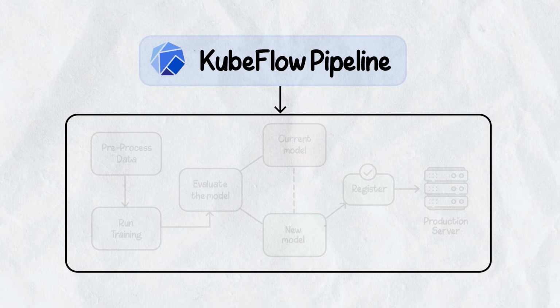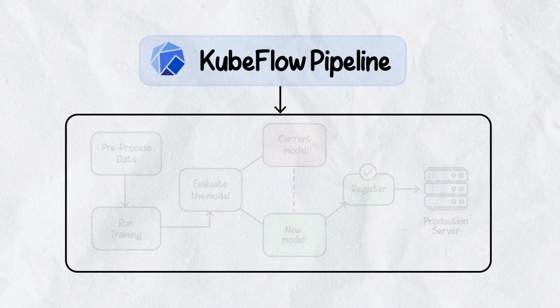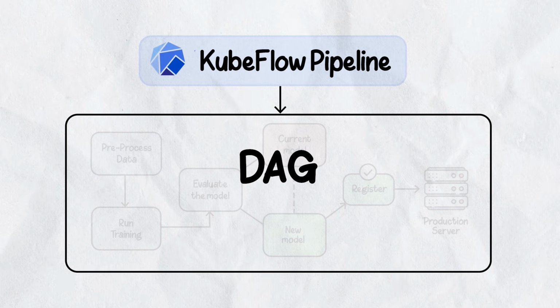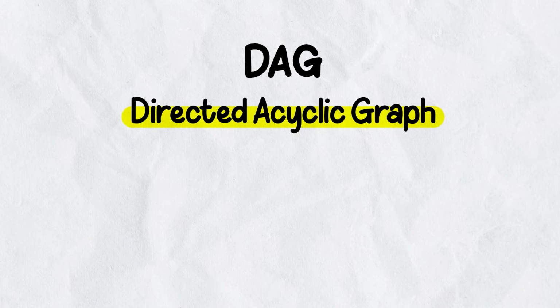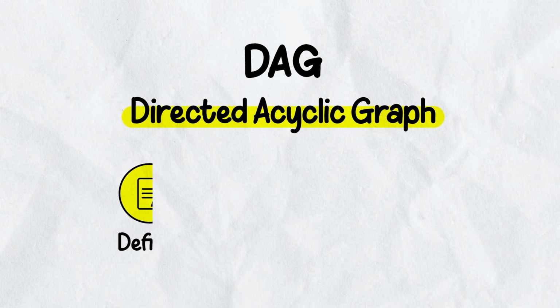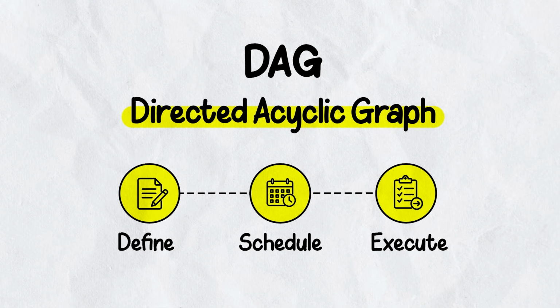Kubeflow pipelines lets you define that entire sequence as a DAG. A DAG stands for Directed Acyclic Graph. In the context of Kubernetes and data pipelines, it's used to define, schedule, and execute complex workflows.